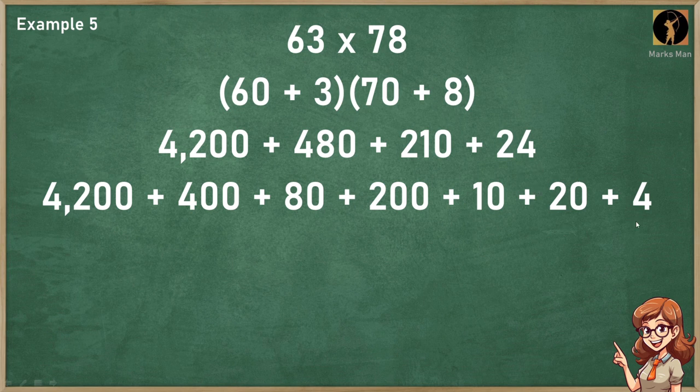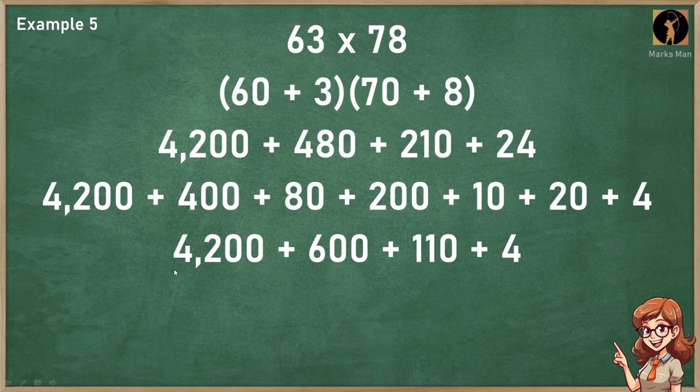Next step, you need to add the numbers with the same number of digits. Now, you just need to write 4,200 since it's the only number having 4 digits. And then, we need to add 400 plus 200, that is 600, and 80 plus 10, that is 90, plus 20, that is 110. And then, you just need to rewrite 4, since it's the only number having 1 digit. Next, you can separate 110 into each digit value to add this easily.